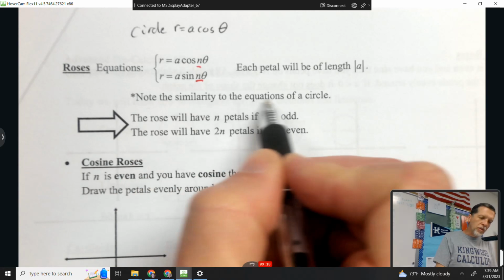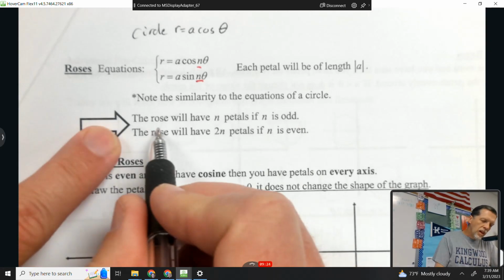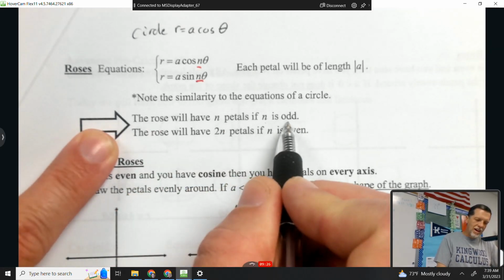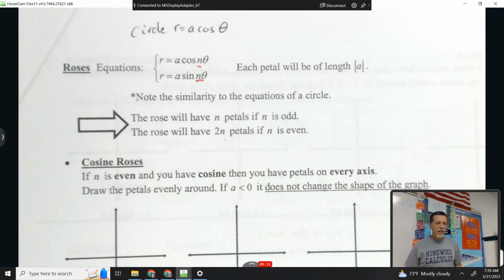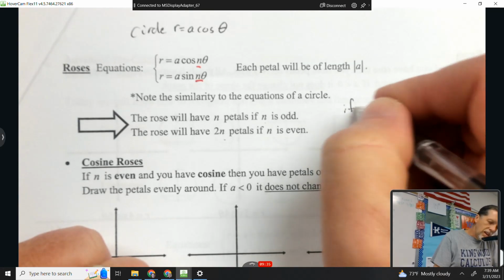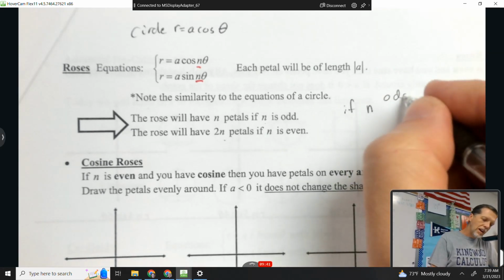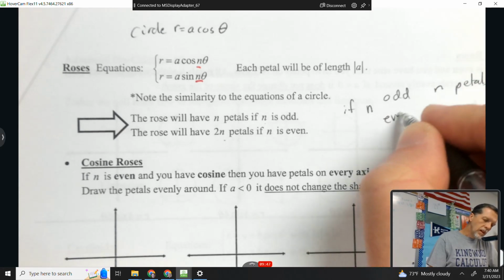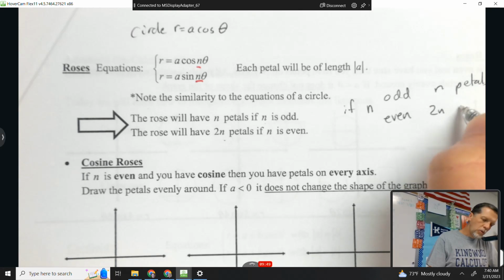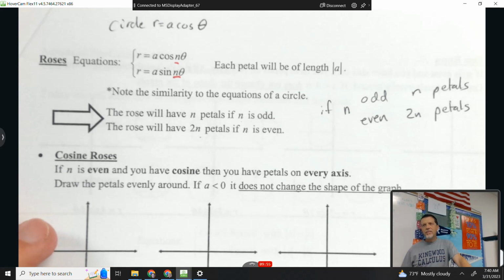Star here. Note the similarity of the equations to the circle. Yeah, it's pretty similar. In fact, we'll say that in a minute. The rose will have n petals if n is odd. The rose will have 2n petals if n is even. I'm going to rearrange that because I feel like that's out of order. I'm going to say if n is odd, then it has n petals. If n is even, then it has 2n petals. So that's kind of a weird deal. Odd or even determines how many petals it has.